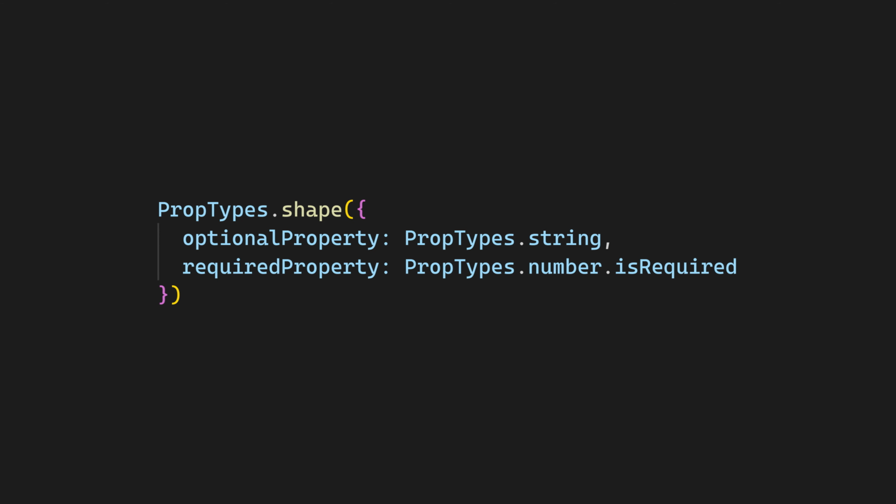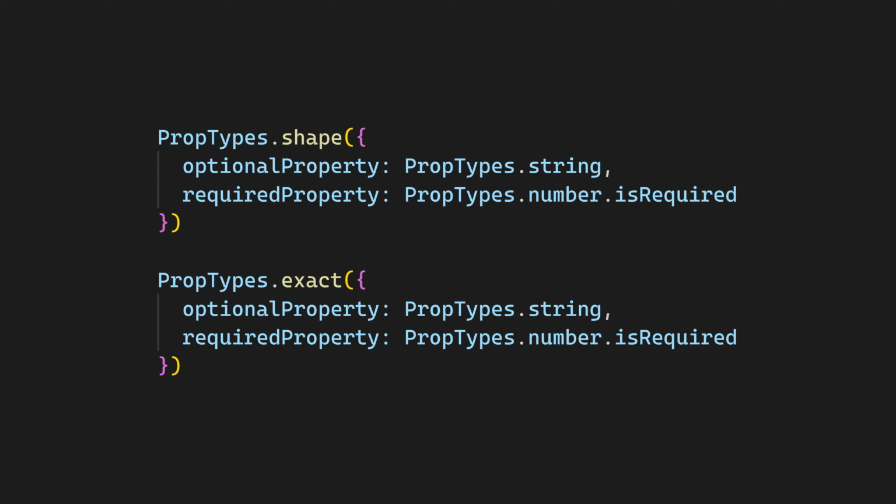You can also specify more specifically the object properties and their types with the shape method. The properties specified here can be required or optional. This describes the shape of the object. If it has these properties, they must be of the described type. But it can also have other properties, and that wouldn't be an issue.